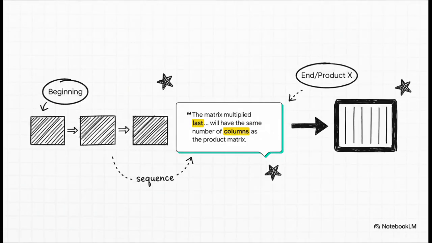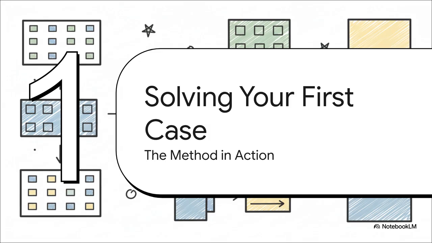And here's our second crucial clue. This one helps us nail down the last piece of the puzzle. The very last matrix in the sequence will have the same number of columns as our final product X. Think about that for a second. With just these two rules, we can figure out the beginning and the end of the sequence before we've even thought about the middle. All right, detective, it's time to put these new skills to the test. Let's solve our first case and see this method in action.